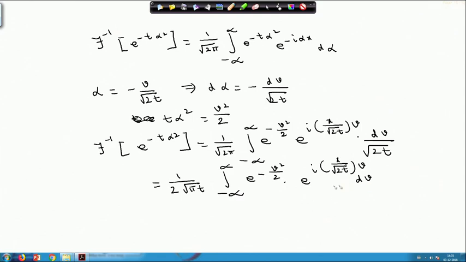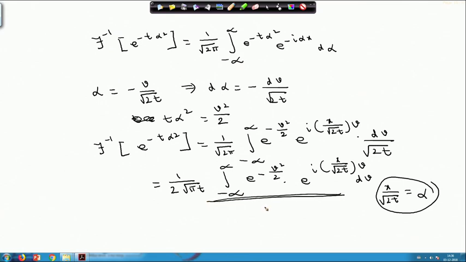So, now you have this thing x by root 2 t. If I assume x by root 2 t equals alpha, I obtain this particular integral. The integral of the RHS, if you see here, represents the Fourier transform of e power minus v square by 2, where the kernel is x by root 2 t.